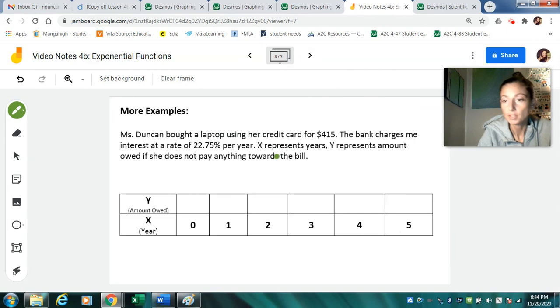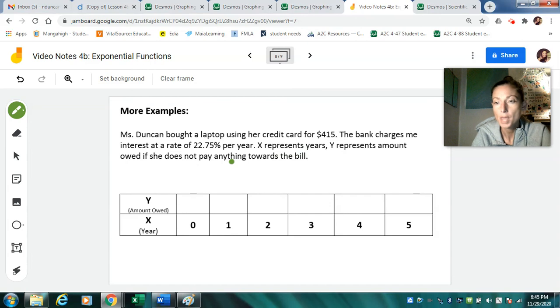So this is another example, and this is a real example. I just bought a new laptop online because my school laptop is falling apart. So I bought it on my credit card for $415. I changed the interest rate a little bit because I have a really good interest rate, but I know that's not what everybody else has, so I changed it to something else. So we're going to look at what I would owe on that bill, considering I'm not paying anything.